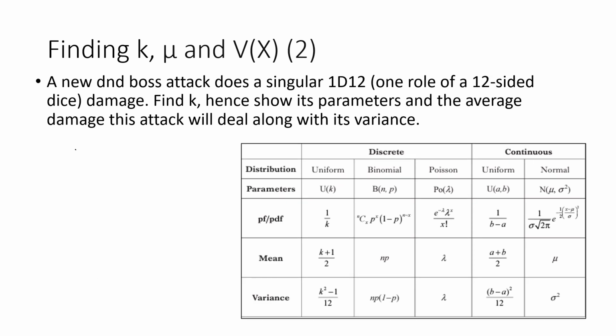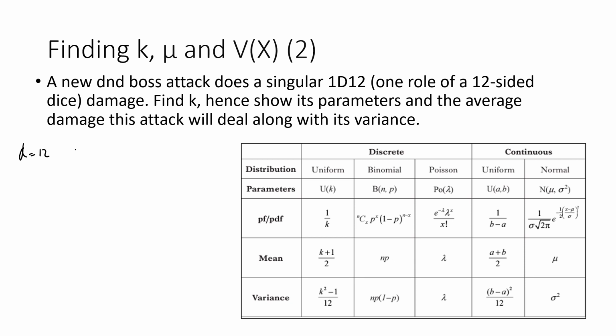Now try this question for yourself. A new D&D boss attack does a singular 1d12 damage, which is one roll of a 12-sided dice. Find k, hence show its parameters, and the average damage the attack will deal, along with its variance. Okay, so it's a 1d12. You can range from rolling a 1 to a 12, so that is 12 possibilities. That is k being 12.